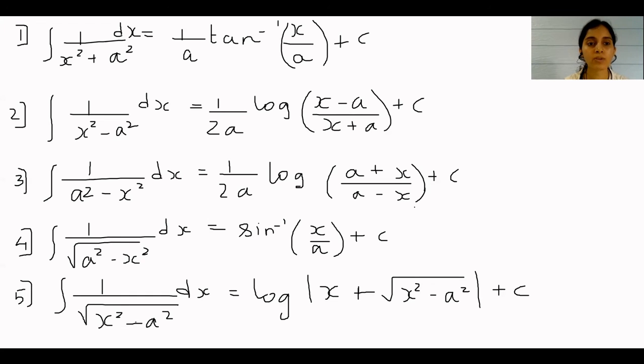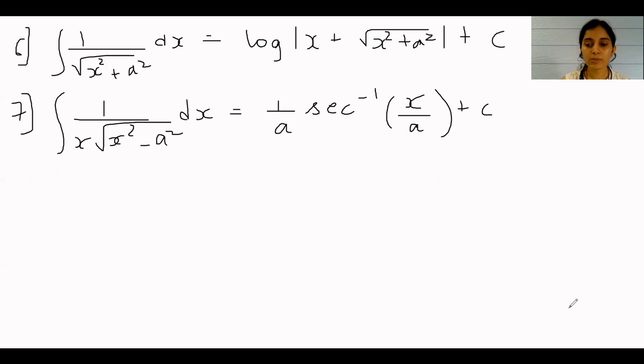1 upon x square plus a square. That is a basic one. If you're getting perfect squares in the denominator with a plus sign, then it is tan inverse x by a. Okay, so this is easy: 1 upon a tan inverse x by a. Do not forget the 1 upon a. Okay. And the fourth one and the seventh one.